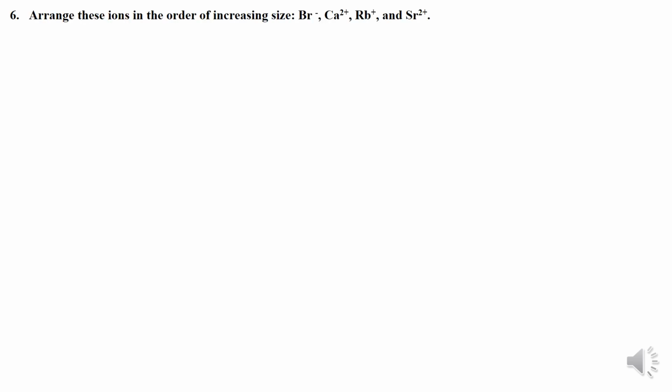Moving on to the next question. Arrange these ions in the order of increasing size: bromide ion, calcium ion, rubidium ion and strontium ion.